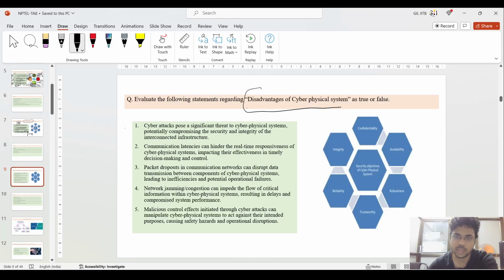And coming to the next part, that is the disadvantage of the cyber physical system. There I have also given five statements. You can pick either statement, and tell me which statements are the correct answer.